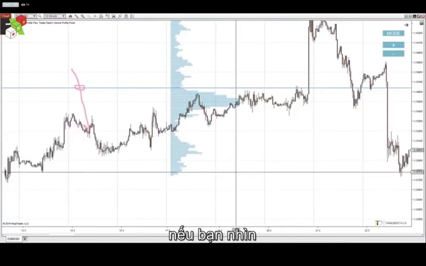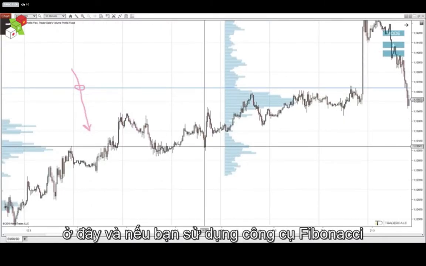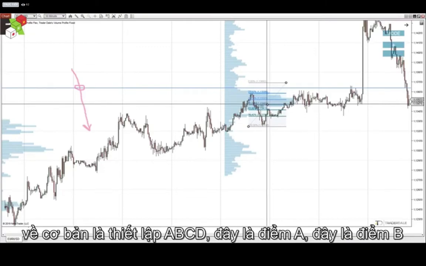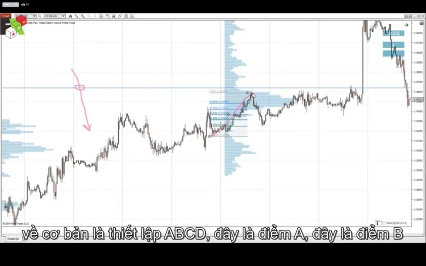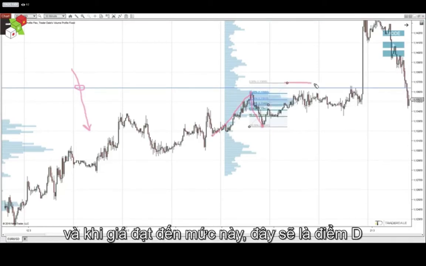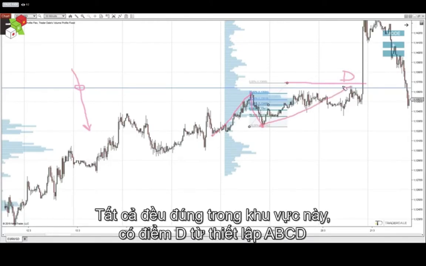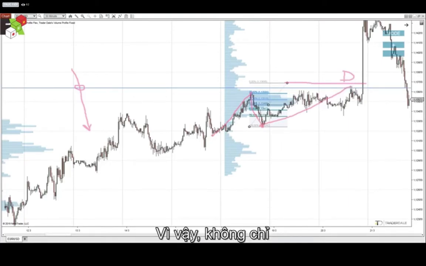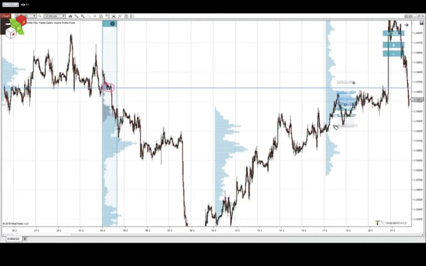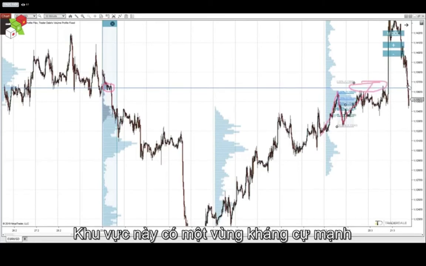Now, if you look in here, and if you use the Fibonacci tool, like this, then you'll see that it's basically the ABCD setup. This is the point A, this is the point B, this is the point C, and when the price hits this level, this should be the point D. Alright, so in this area, there is the D point from the ABCD setup. So not only do we have the trend setup, the volume-based setup, but in this general area, we also have the ABCD setup, which confirms this general area as a strong resistance zone.